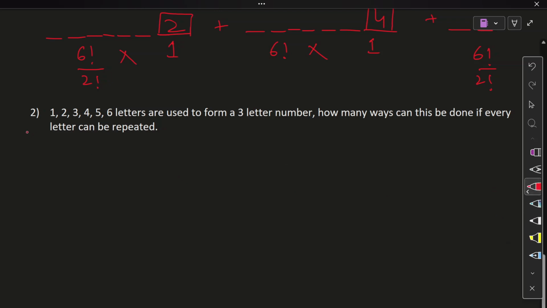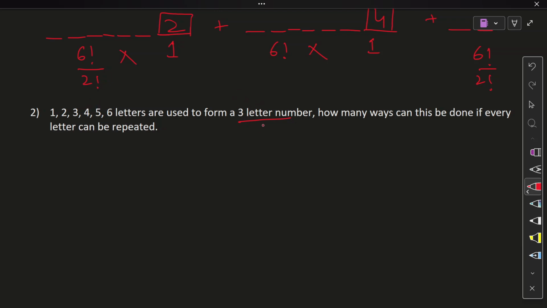Anyways, final question. Now this is a different one, right? 1, 2, 3, 4, 5, 6. 6 letters have been given to you and are used to form a 3-digit number. How many ways can it be done if every letter can be repeated? Now this is a special case. You have 6 letters and you have to form 3-digit numbers. The things you have available is 6, but the positions you need to fill is 3.